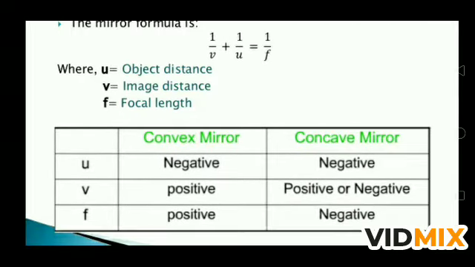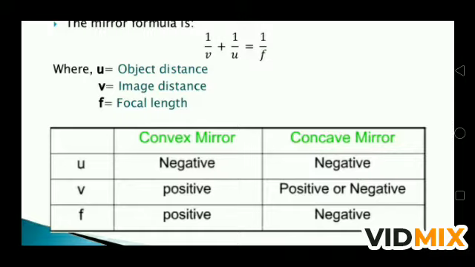And if you see, the object in the case of a convex mirror is on the left side of the mirror, so it is taken as negative. In the case of both concave and convex, the object distance is always negative, whether it is a concave or convex mirror.